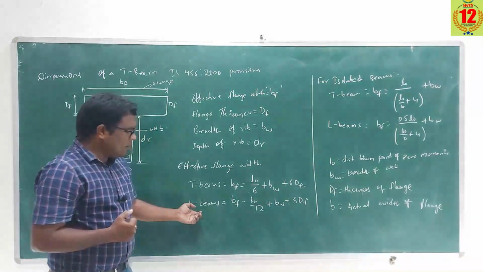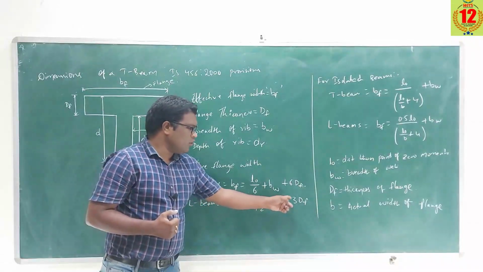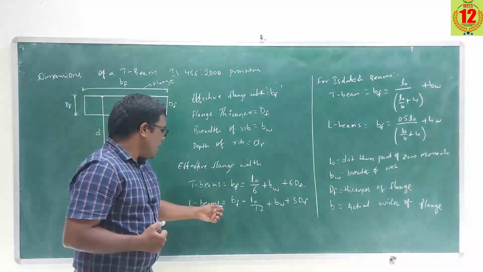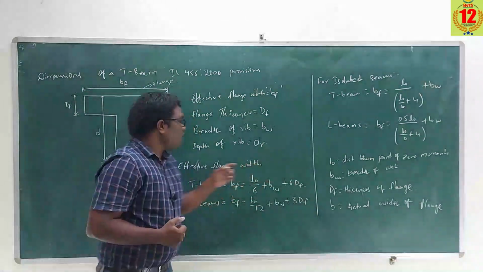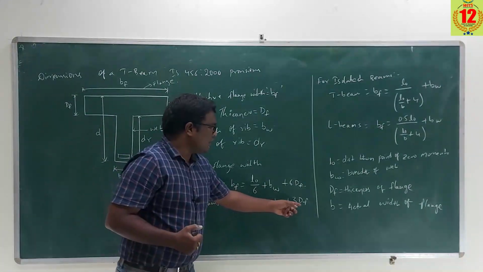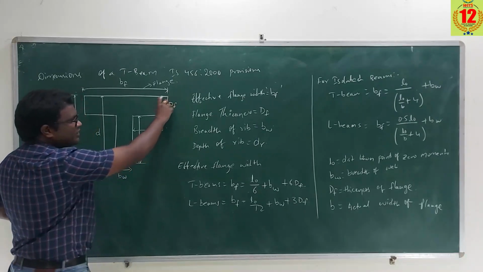And for L beams, it is BF equals L0 by 12 plus BW plus 3DF. L0 means the distance between points of zero moment, and BW is the breadth of web. And next, DF is the depth or thickness of the flange, this part is called DF.